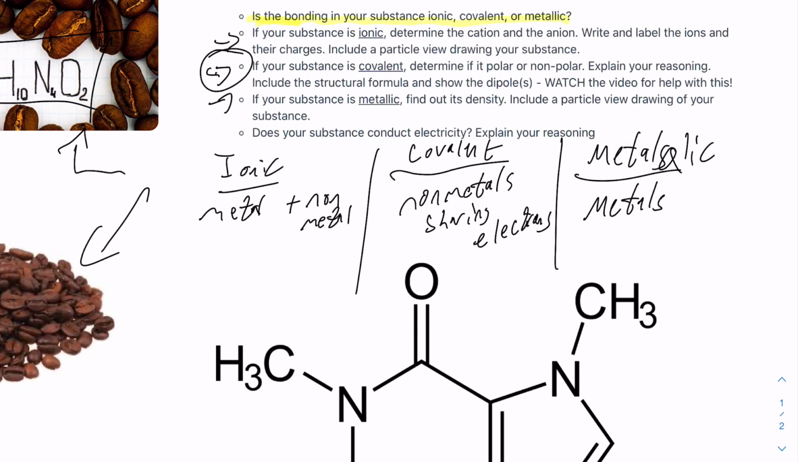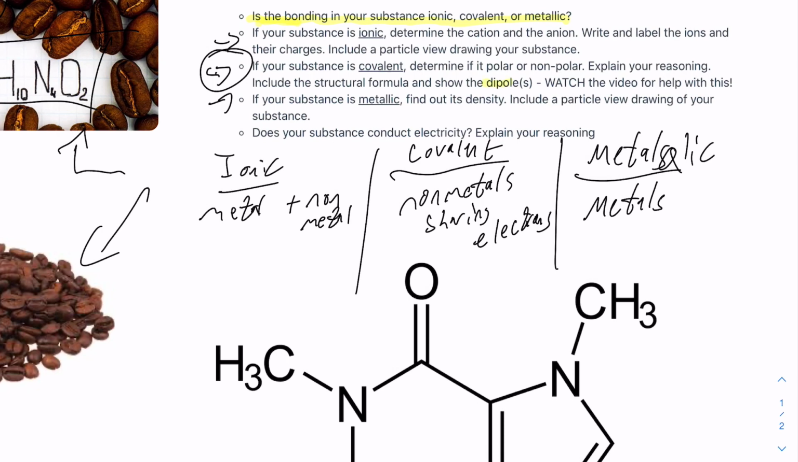Okay. And this is the one I kind of wanted to talk about the most because this one is talking about dipoles or dipole-dipole interactions. So if your substance is covalent, determine if it is polar or non-polar. Explain your reasoning. Include the structural formula and show the dipoles.